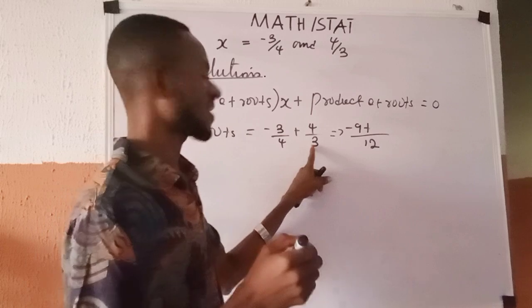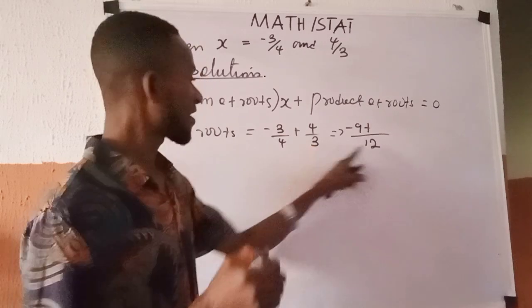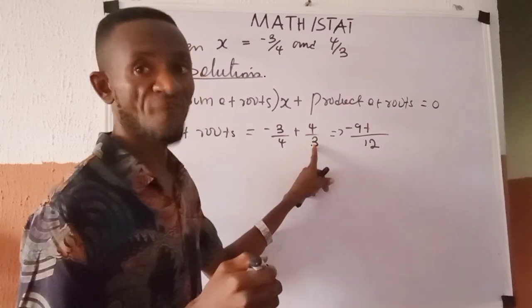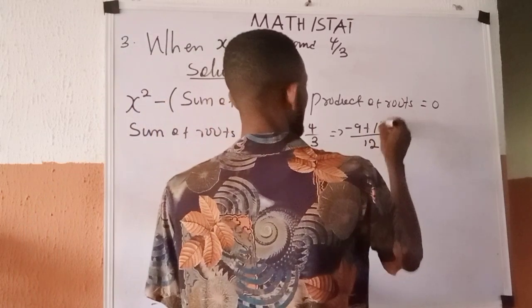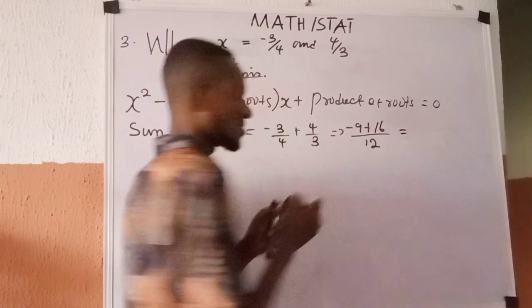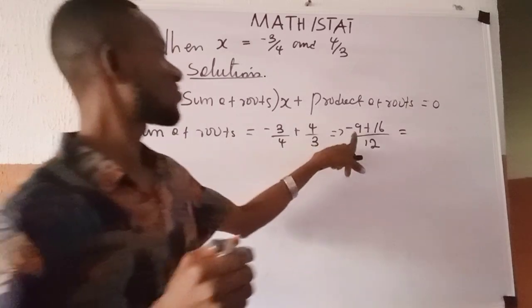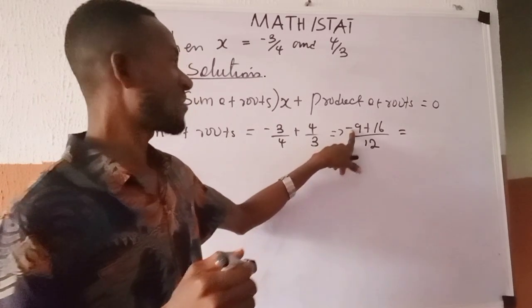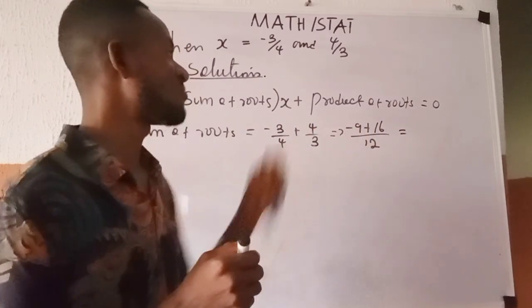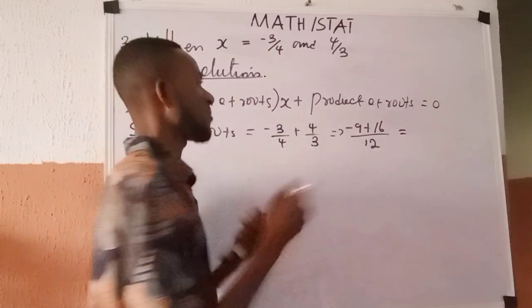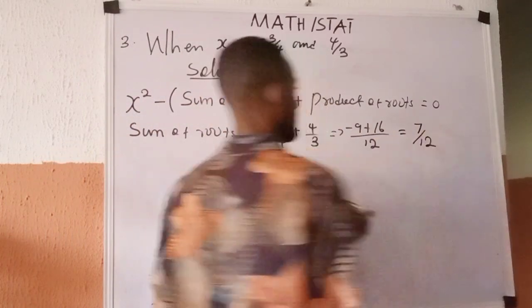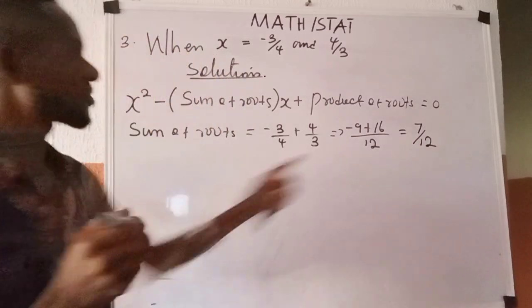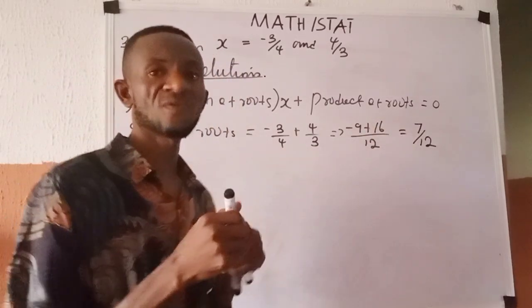12 divided by 3 will give me 4. 4 times 4 will give you 16. In this case, you are owing 9, but you have got 16. So if you pay that 9, you will be having in your pocket left 7. So you have 7 all over 12. So the sum has given us 7 over 12.